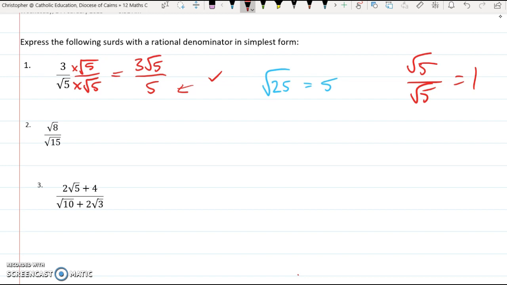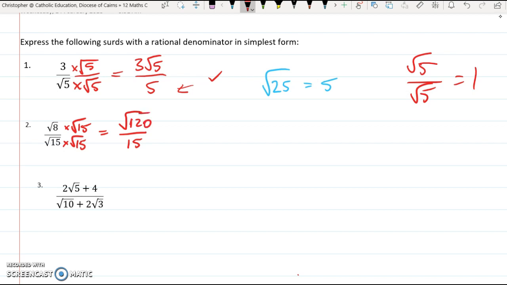Same thing again, we've got root 15 on the bottom. We want to make that a rational number. Same thing, multiply both top and bottom by root 15. Now on the bottom, square root of 15 multiplied by the square root of 15 is 15. And on the top, the square root of 8 multiplied by the square root of 15, well, 8 times 15 is 120.